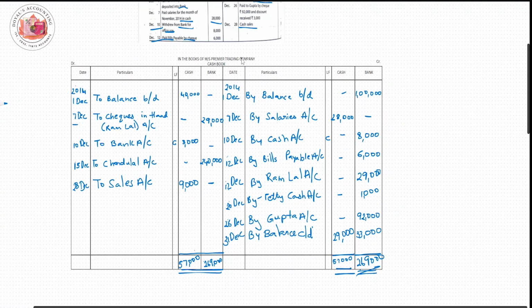This is the first subsidiary book. In the next videos, we will see how to make the purchase book, purchase return book, sales return book, etc.